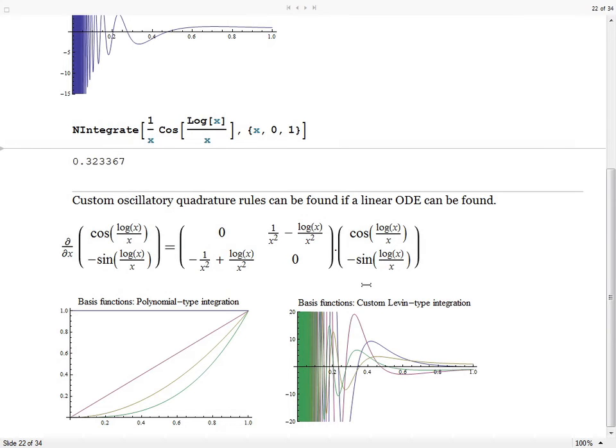I won't go into every detail about how Levin-type methods work in this presentation, but please do take a look at the advanced documentation tutorials for NIntegrate if you'd like to learn more.